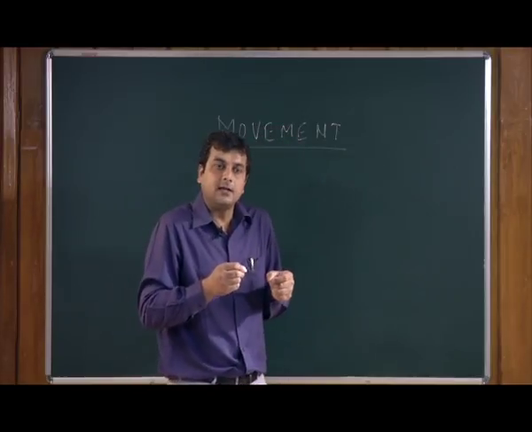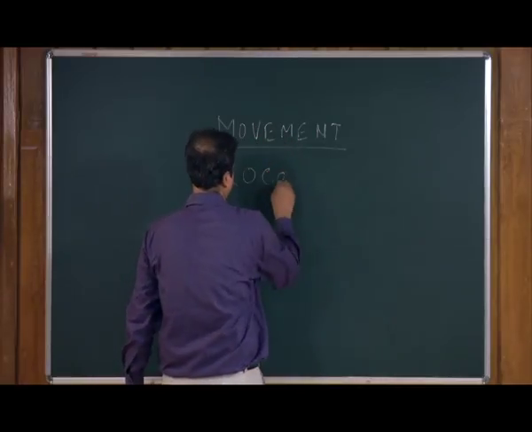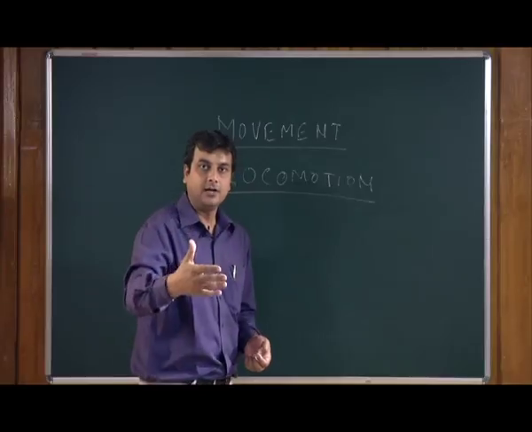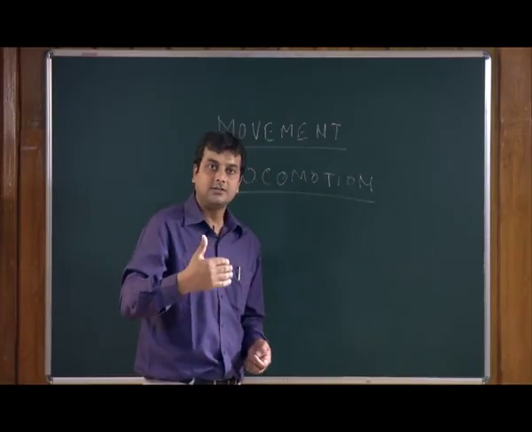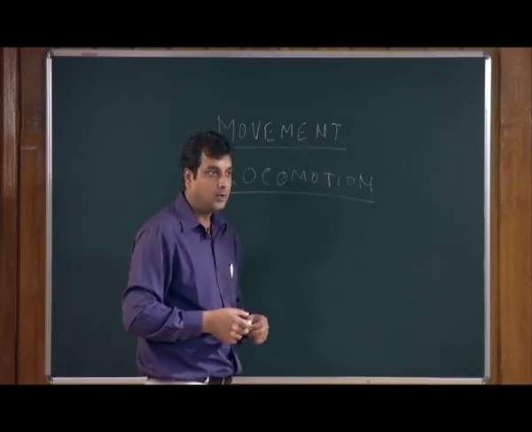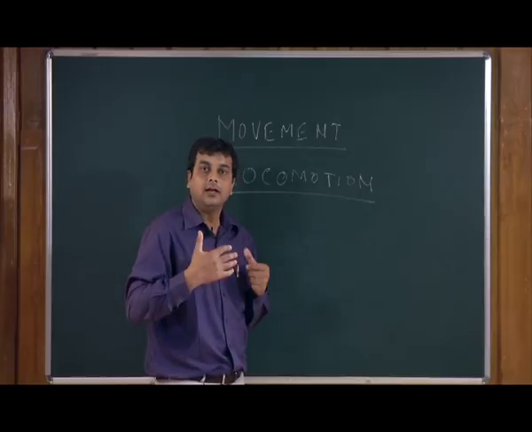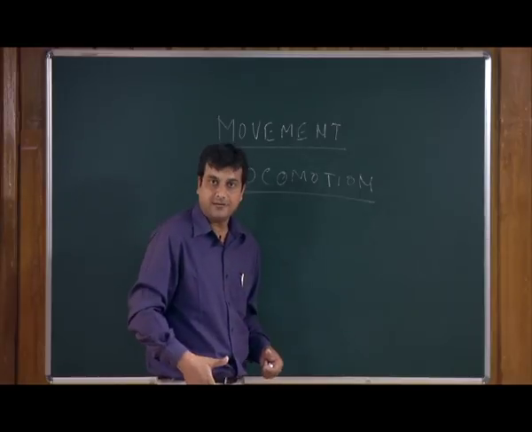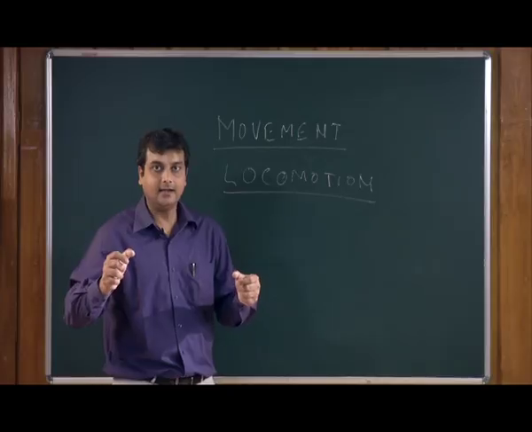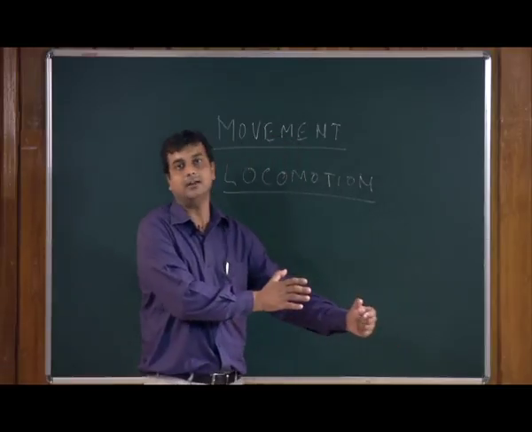Now, if that movement is responsible for changing the location of the individual, then we call it locomotion. What is locomotion in the human body? We have feet and legs. If we are standing, there is no locomotion, though we may be moving the hand. But once we start walking, we have changed position from one location to another, and we call it locomotion.